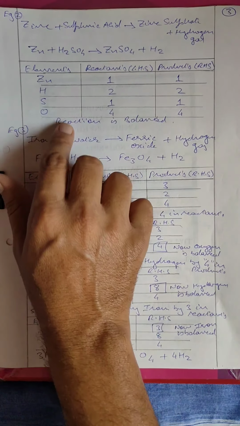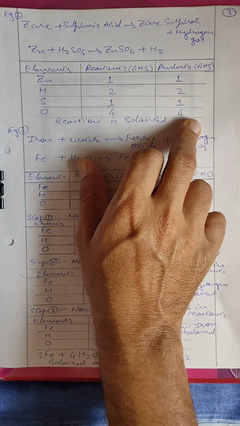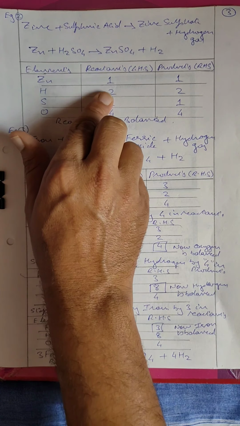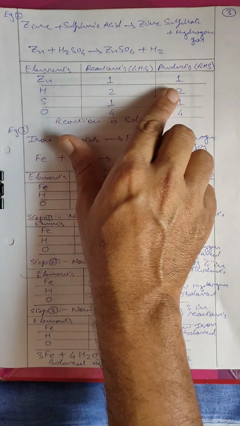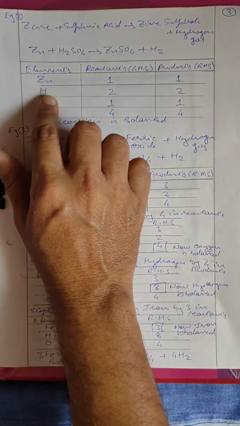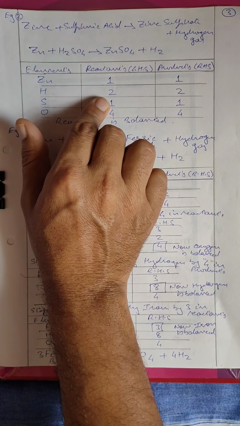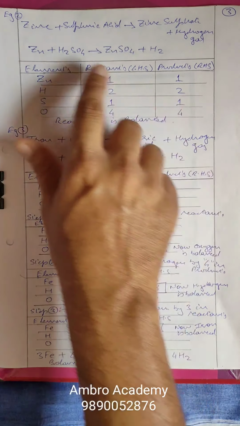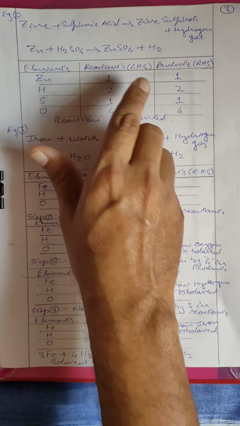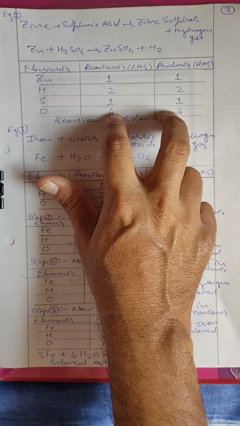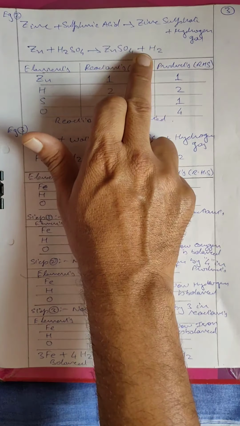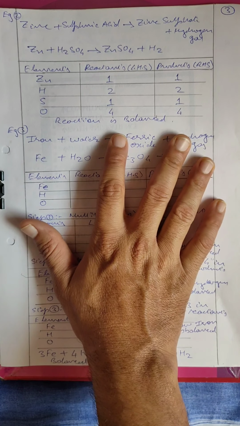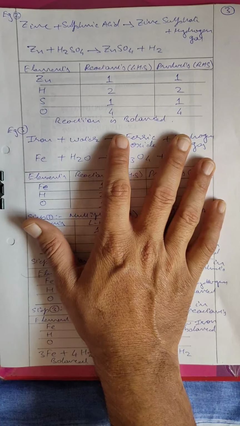Now we will write each element in the reactants and the products. Here we have zinc only one on the left hand side, and on the right hand side only one zinc. Hydrogen, 2 hydrogen on LHS, 2 hydrogen on RHS, the product side. Sulfur 1, sulfur 1, so on both sides 1 sulfur. Oxygen 4, oxygen 4. That means the reaction is balanced. There is no need to balance this reaction. We will take one more example.